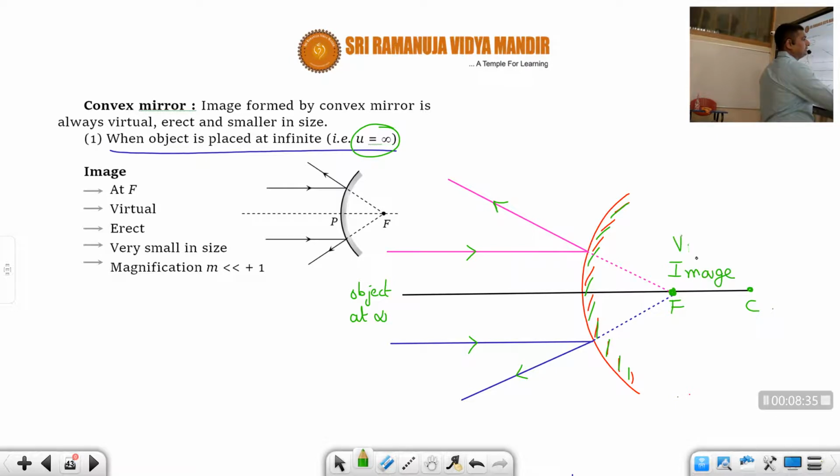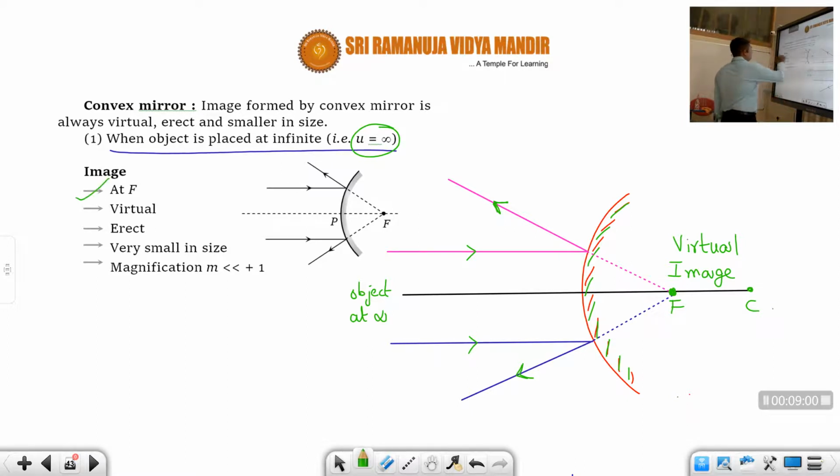What type of image is it? Are the reflected rays actually converging or diverging? No. It is a point from which the reflected rays appear to diverge. They are not actually diverging. When you extend them back, they are meeting at one point, and from that point it appears that they are diverging. Therefore it is called virtual image.